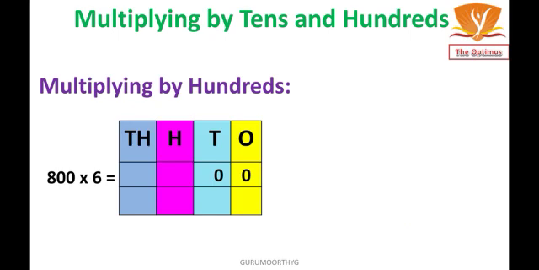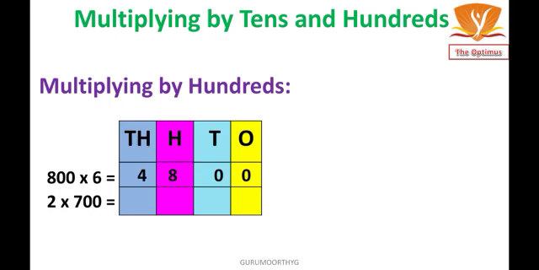Next, I am going to multiply 6 ones into 8 hundreds. We know 8 sixes are 48. That means 48 hundreds. 4800 is nothing but 4800, so I am going to write in thousands and hundreds place. Therefore 800 into 6 equal to 48 hundreds or 4800.